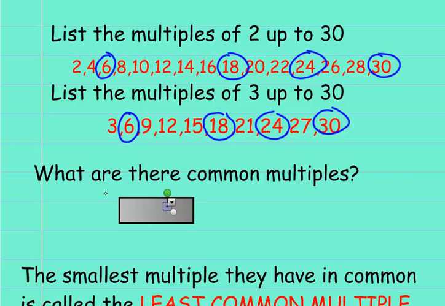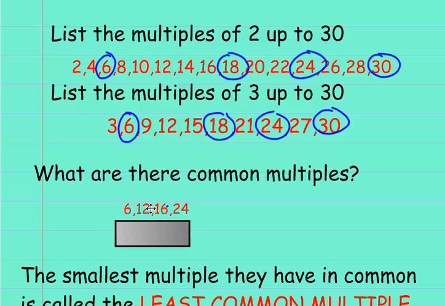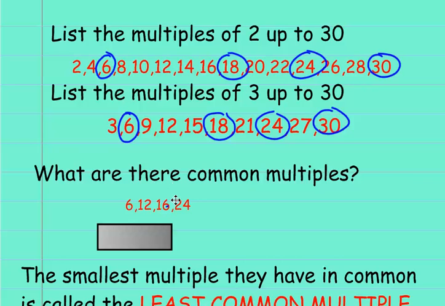So the least common multiple, the one that they have, did I miss 16? Nope, there is no 16 here. That should be 18. That should be 18 there, guys. So the least common multiple is the smallest multiple they have in common. So write that down. The least common multiple is 6.